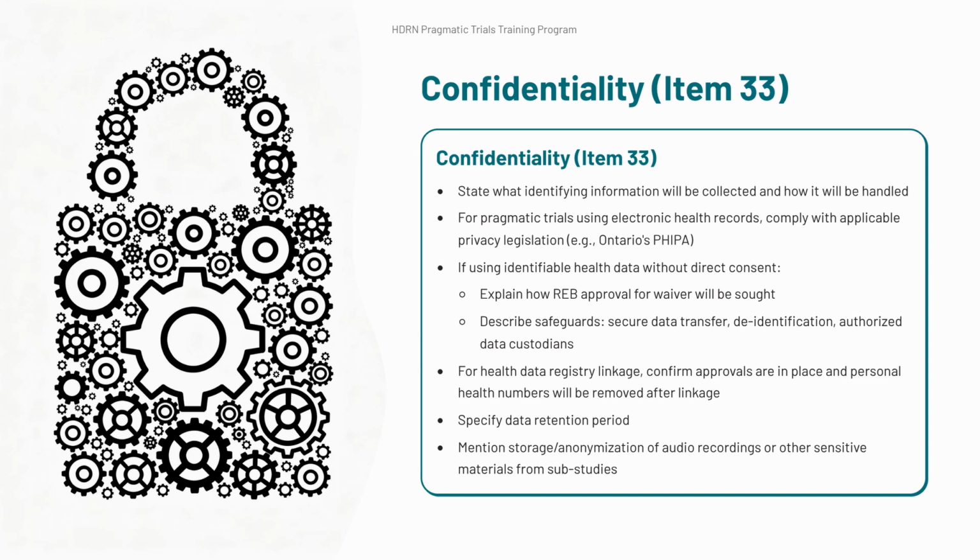Explain why the study is minimal risk and why obtaining consent is impracticable, and describe safeguards such as secure transfer and storage, role-based access, de-identification where possible, and use of authorized data custodians. If data sharing or future research use is planned, outline how re-identification will be prevented. Finally, specify retention and destruction timelines, and include any additional protections for materials like audio recordings if applicable.